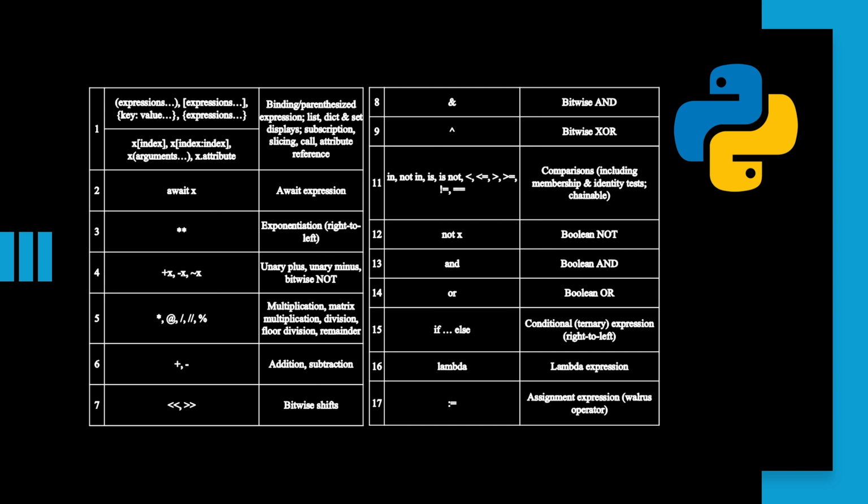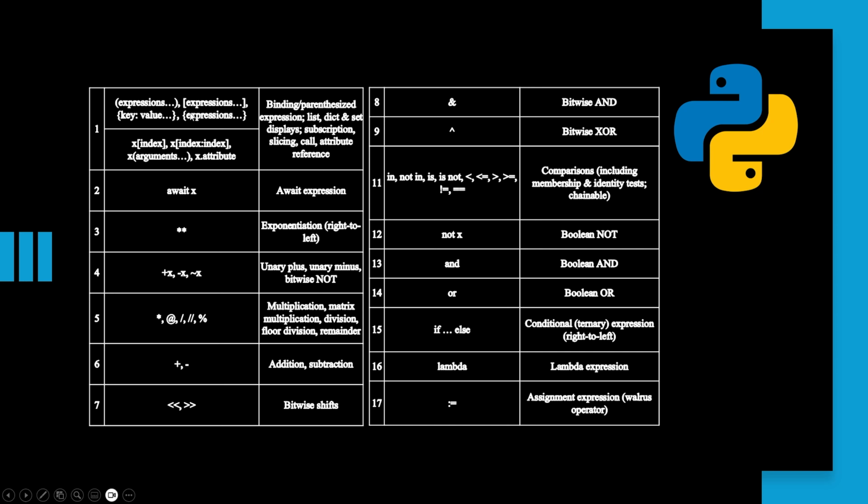Think of it like the order of operations in math, often remembered as PEMDAS. And in Python, operators have a specific priority too. For example, multiplication is evaluated before addition. And don't worry about memorizing everything, we will walk through the key ones. Let's look at this table.